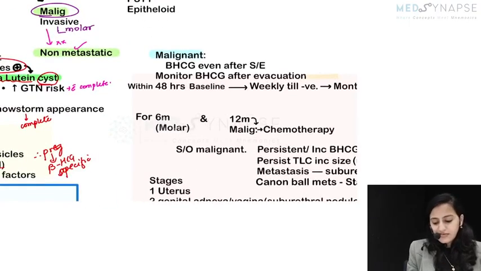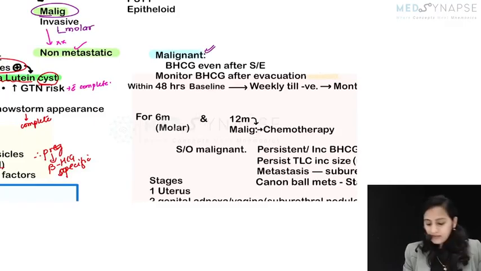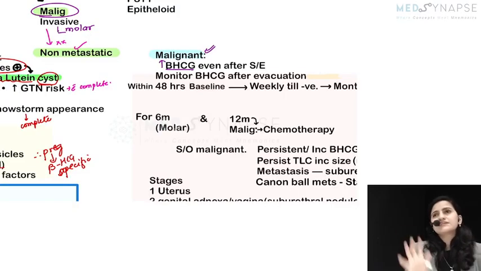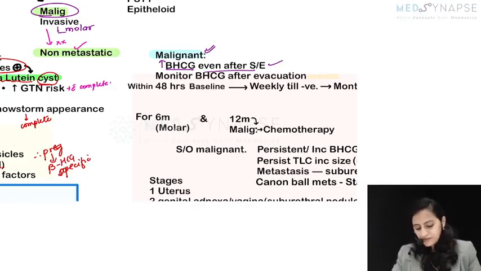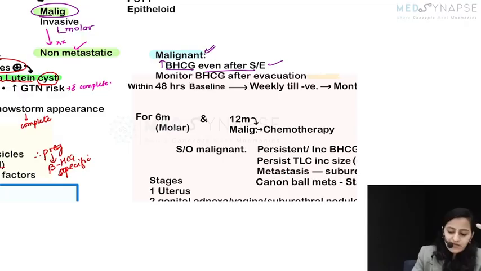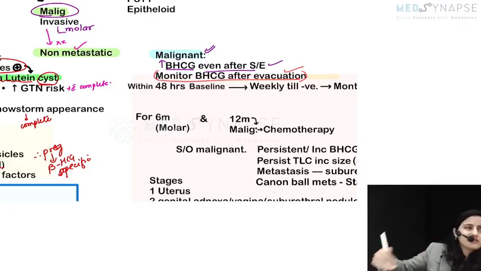The features telling me that this has become a neoplasia, it is now malignant, is beta HCG is increased, it is high even after suction evacuation. कम ही नहीं हो रहा है beta HCG. So after suction evacuation, is it important to monitor the beta HCG levels? Yes. So that's why you need to monitor beta HCG after evacuation. And you need to compare with the baseline, कि कम हो रहा है कि नहीं हो रहा है.